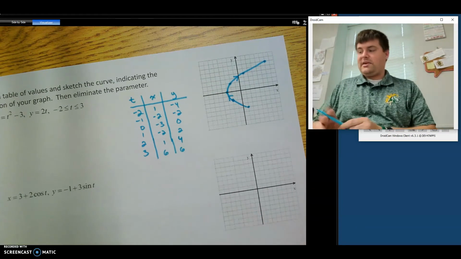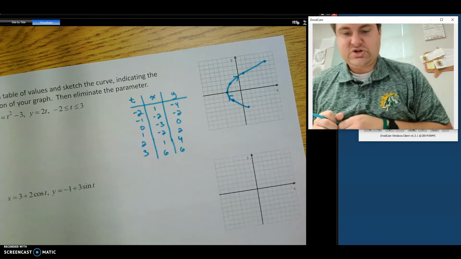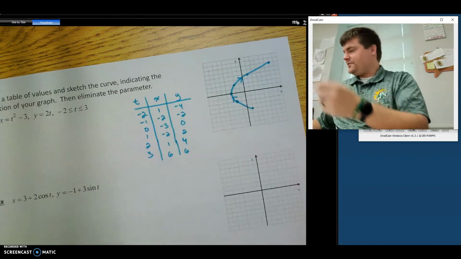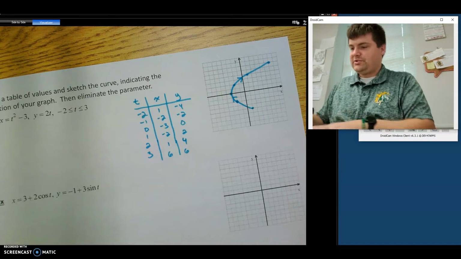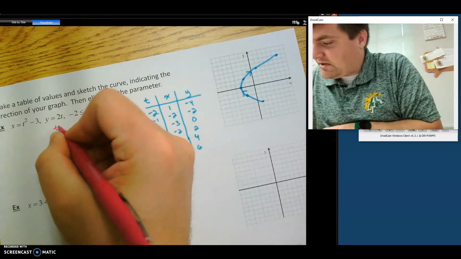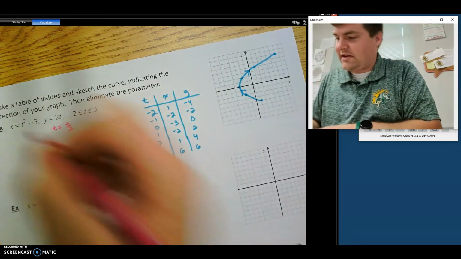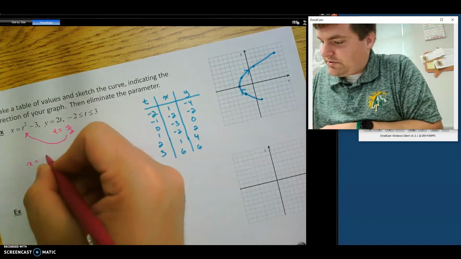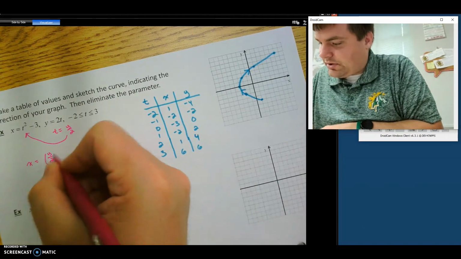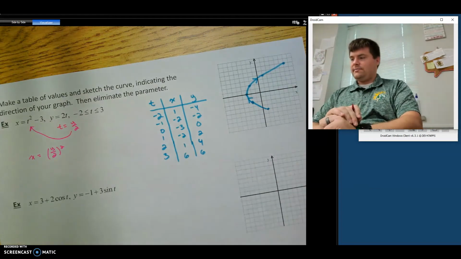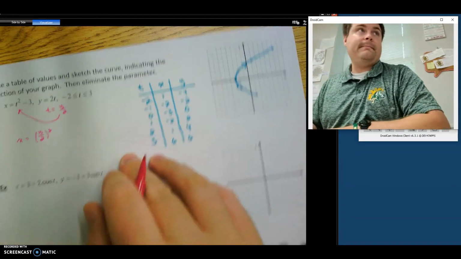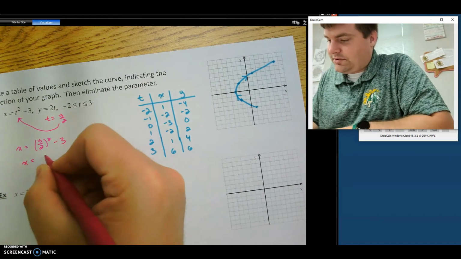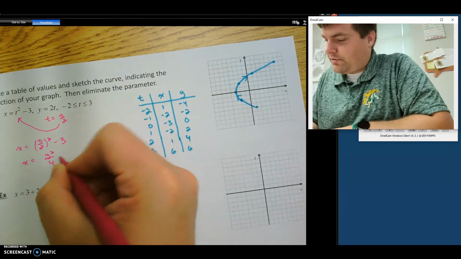It is going to be kind of sort of weird. So again, solve for t. That's what I would do. So in this case, t is going to equal y over 2, and then plug that into here. So x equals y over 2 all squared, and then minus 3. So we're going to get x equals y squared over 4 minus 3.